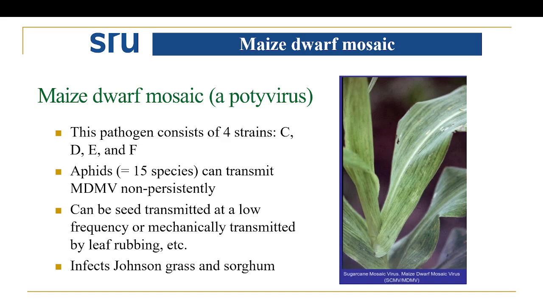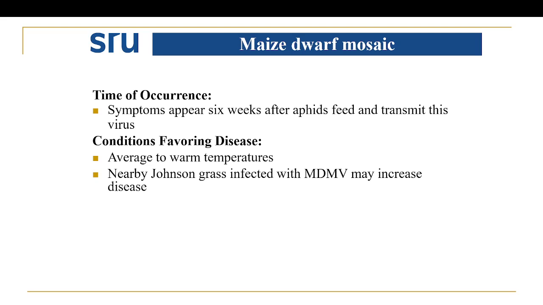So Johnson grass and sorghum act as other non-crop hosts, which the pathogen will also infect. Coming to the time of occurrence, symptoms appear about 6 weeks after aphids feed on and transmit this virus. Conditions favoring the disease are average to warm temperatures, within 28 to 30 degrees, and nearby Johnson grass infected with the maize dwarf mosaic virus may increase the disease. Mainly Johnson grass and sorghum act as collateral hosts for the maize dwarf mosaic virus, because Johnson grass, maize and sorghum belong to the same family.